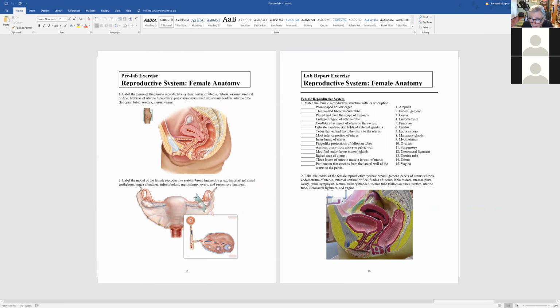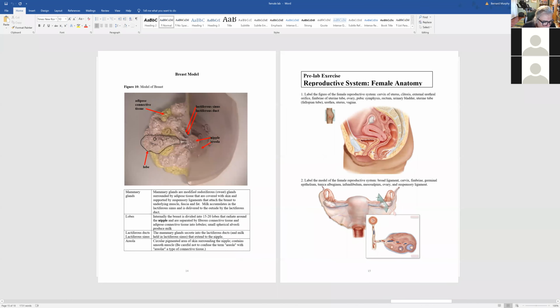Modified sweat glands, mammary glands, 8. Raised area of uterus is going to be 6, fundus. Three layers of smooth muscle in the wall of uterus, the myometrium, 9. Peritoneum that extends from the, wait a minute, that's broad ligament up here. I'm sorry, the peritoneum that extends from the lateral wall of uterus to pelvis is the broad ligament. So what are they talking about for suspensory ligament? That's not even in the model. Hang on a second.